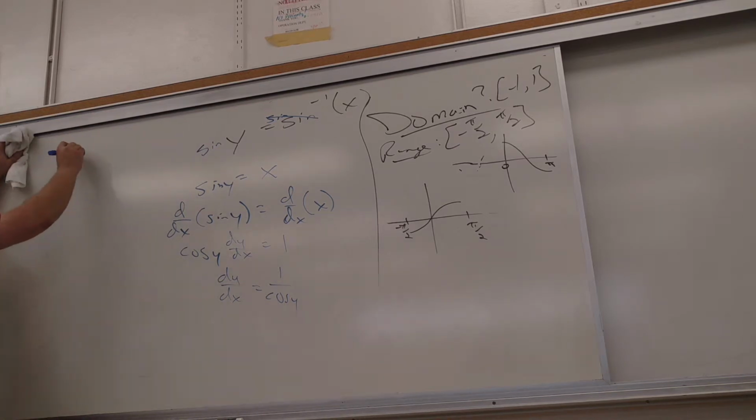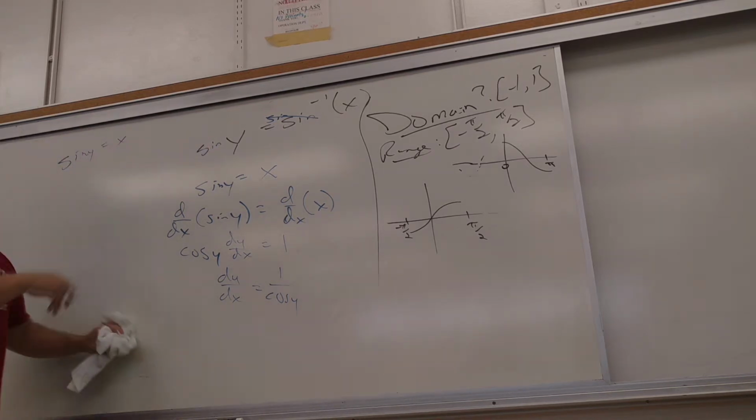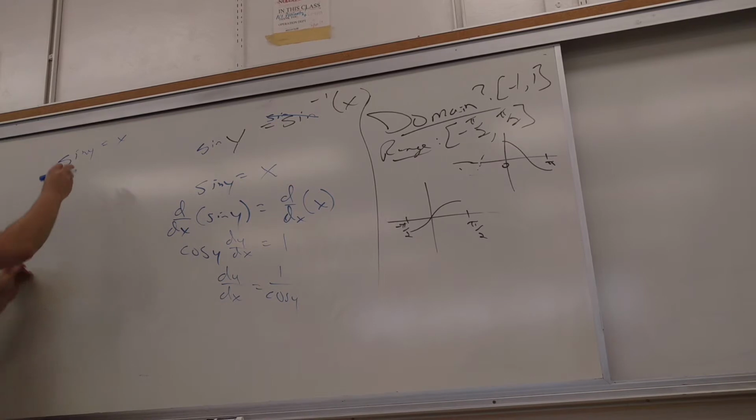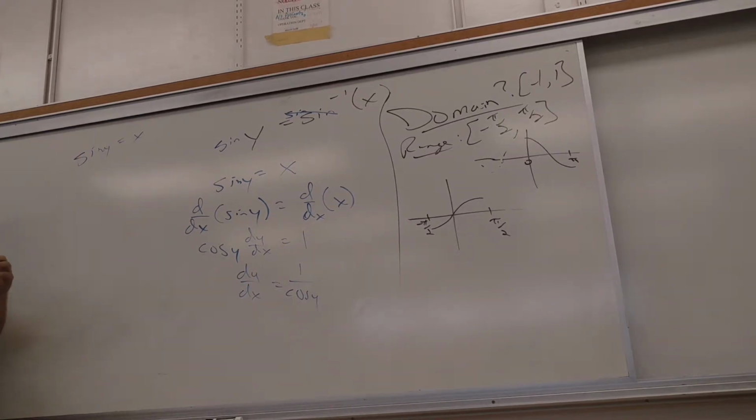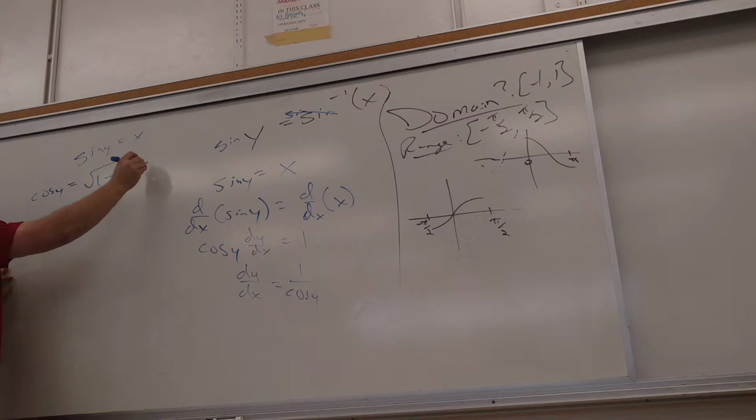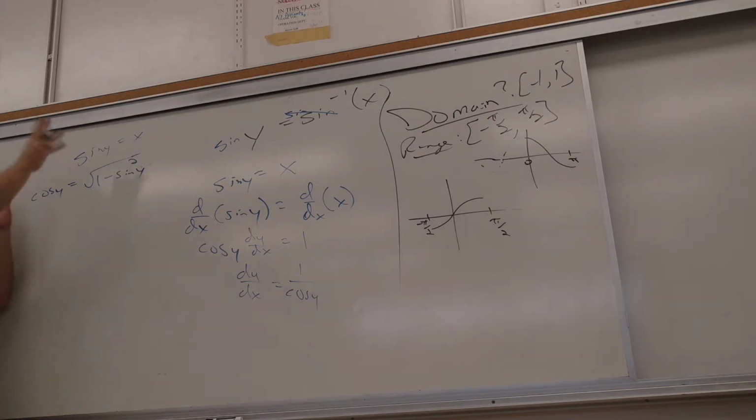If I know sine y is x, and I do, because that's where we started, how do you get cosine y? Cosine y equals the square root of 1 minus sine squared y, right? Plus or minus and all that kind of stuff.